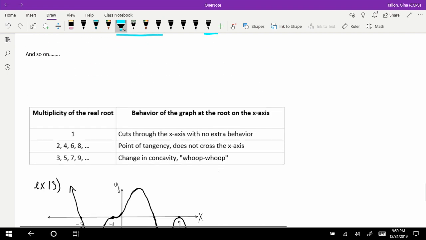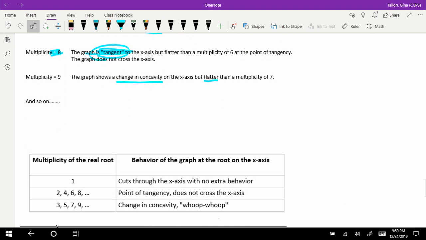I made you a little chart here. Let's see, multiplicity of the root. There we go, all the different multiplicities, 1, 2, 3, 4, 5, 6, 7, 8, 9, and so on. The behavior of the graph at the root on the x-axis. So 1 is the only one that's really super basic right here. It cuts right through and has no difficulties whatsoever. It is basic. It doesn't have any special properties. It just goes right through really fast.